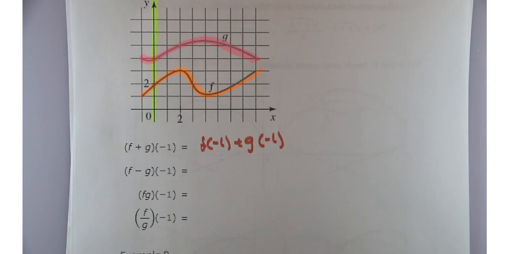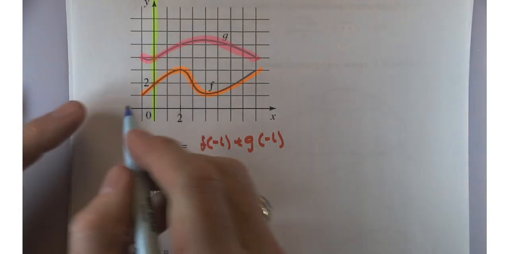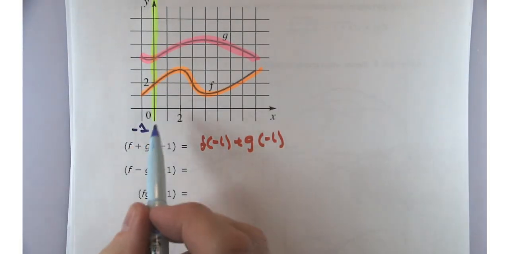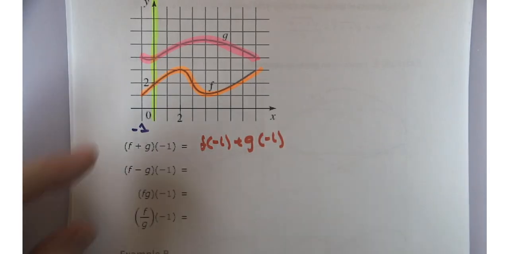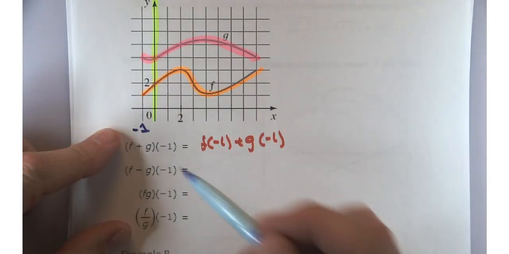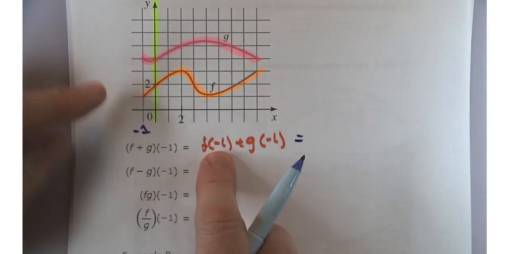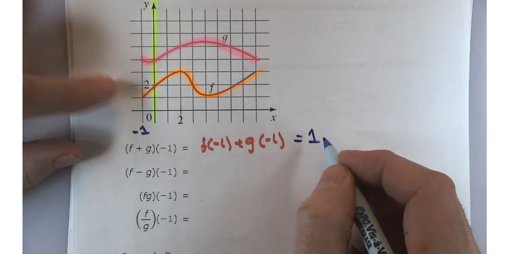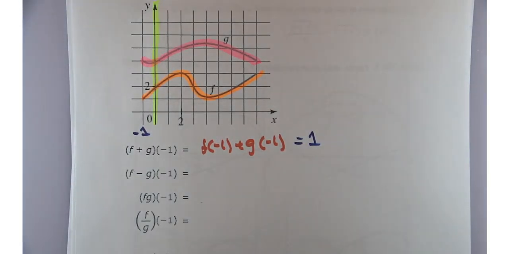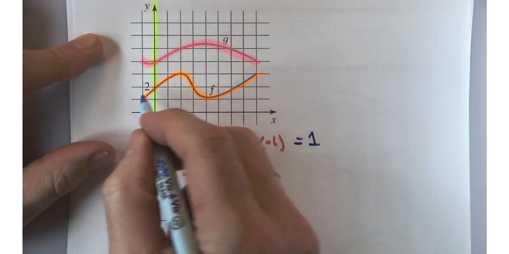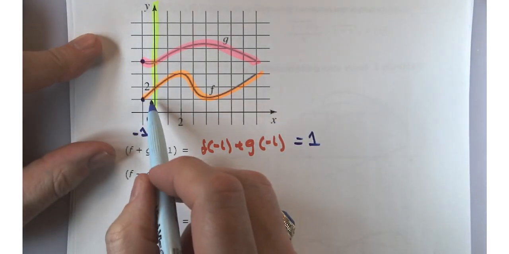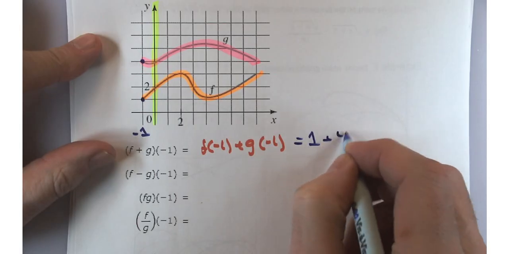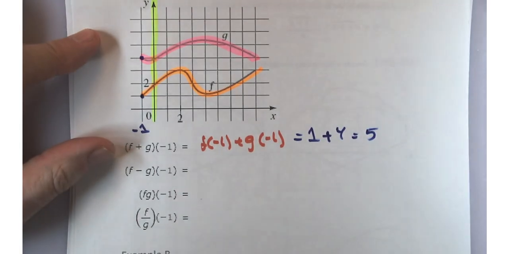I expect that you can find these values from the graph. So it's a matter of just looking at the graph at x equals -1. That's right here, just to the left of your y-axis. And then first of all, finding the y-coordinate for f. So f of -1 is going to equal what? 1. Yeah, it's going to equal 1. Alex, how about g of -1? What's g of -1 going to equal? 1, 2, 3, 4. Yeah, g of -1 is 4, so 1 plus 4 is 5.